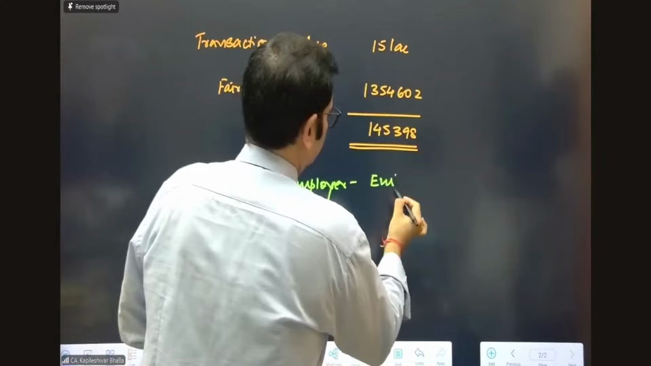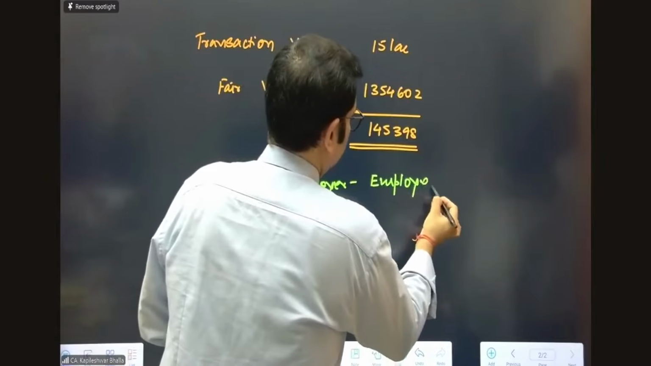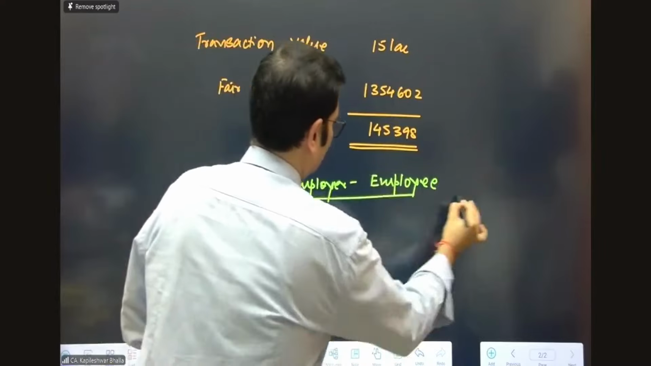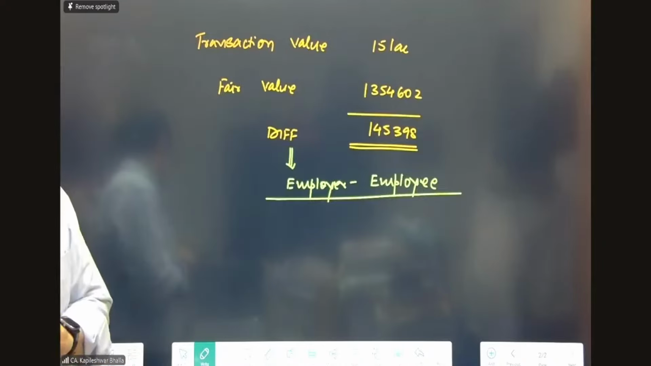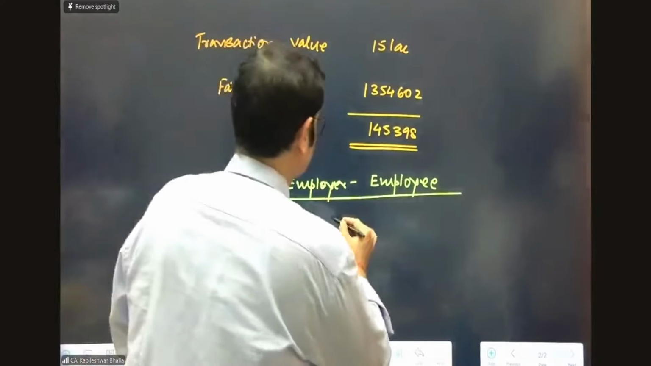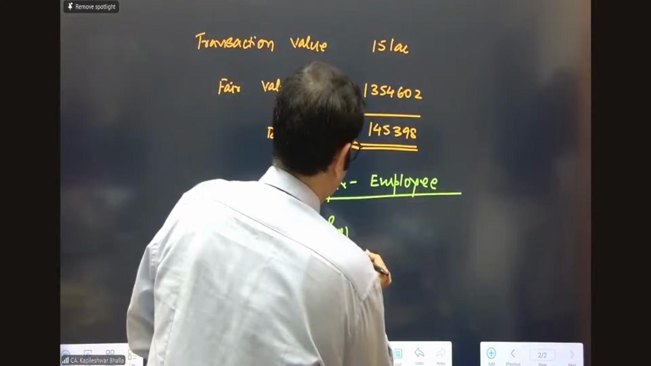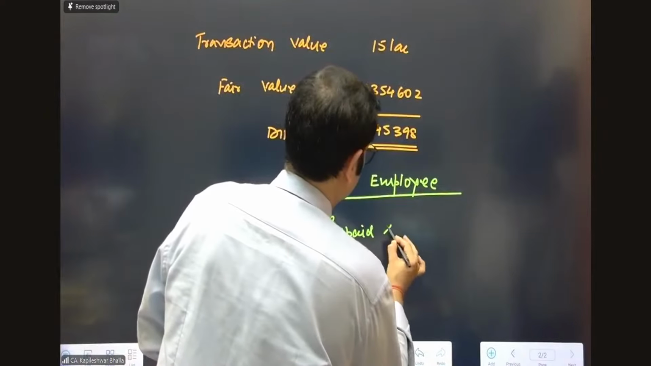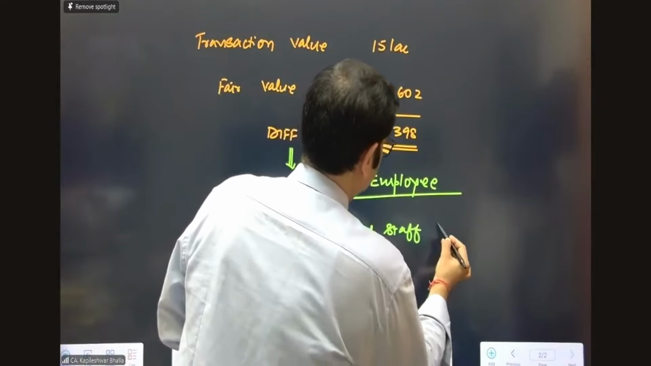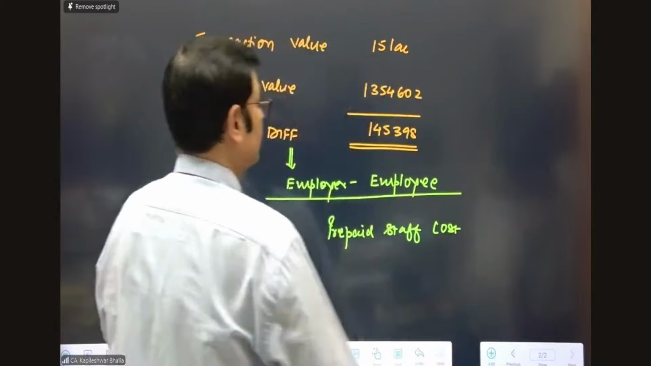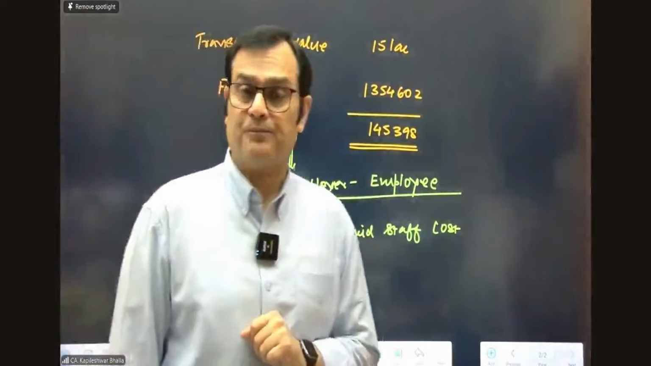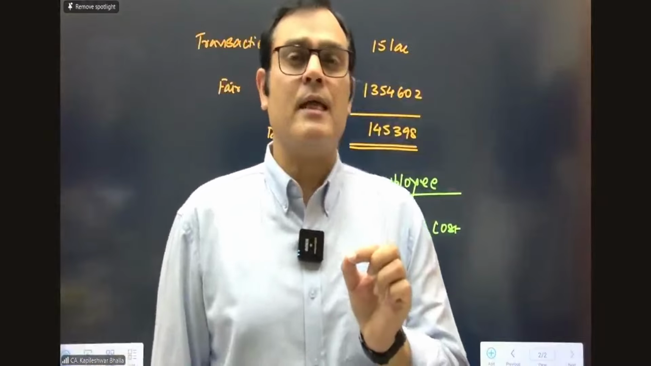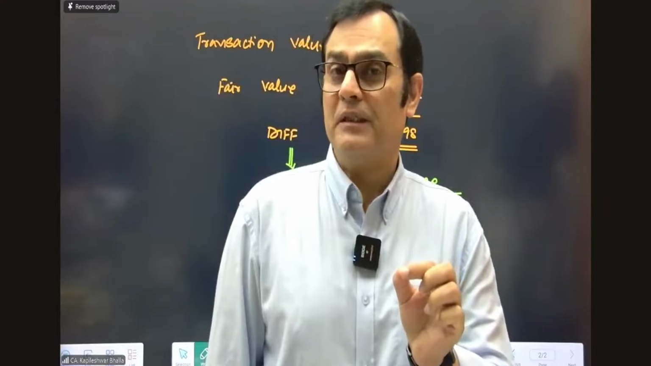The transaction is, you can say, a part of the employer-employee relationship. So this concession loan is going to be taken as a prepaid staff cost. This is going to be called a prepaid staff cost. And that's the reason the question is very clearly telling us that you need to attribute the other expenses also. So I think we're ready now. Now the accounting is going to be pretty simple and straight.